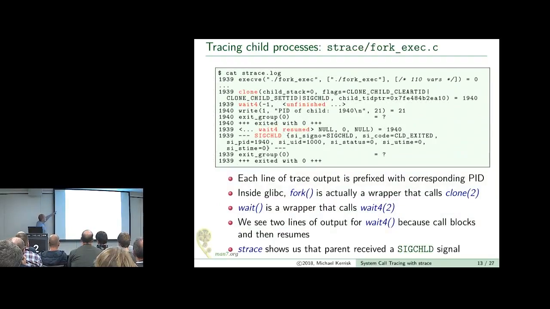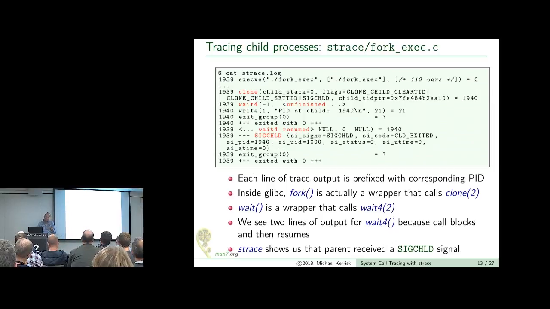So when we do that, what we see is every line begins with a PID telling us which process is producing the trace output, and so we can see which is the parent and which is the child. The parent was 1939, the child was 1940. What we're seeing very first there is the execve call that was used to actually launch the program. Now, further down, there's a call here to clone.